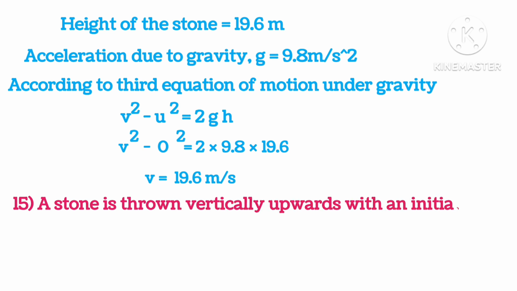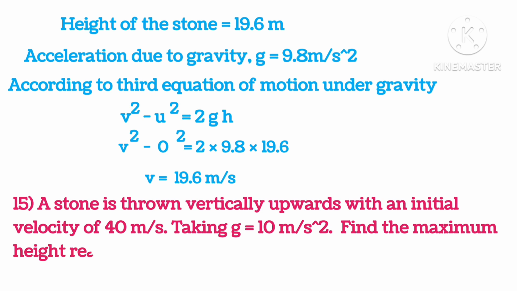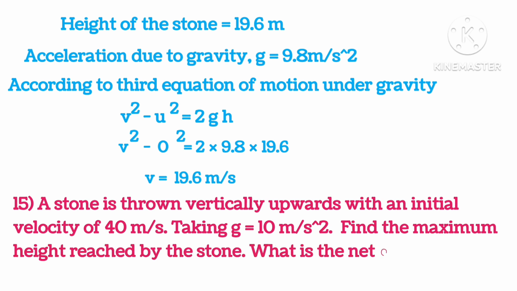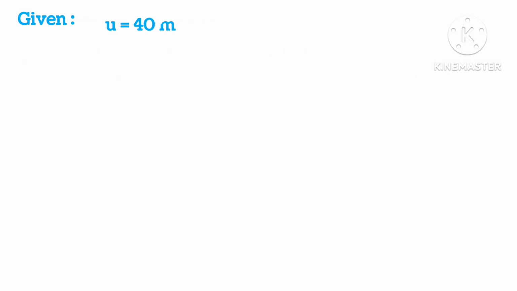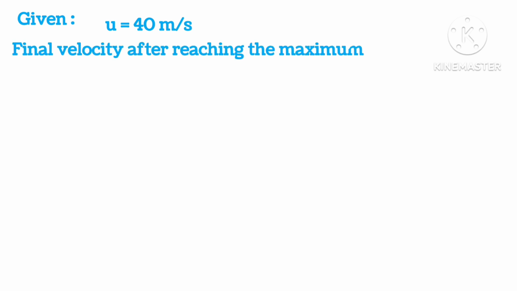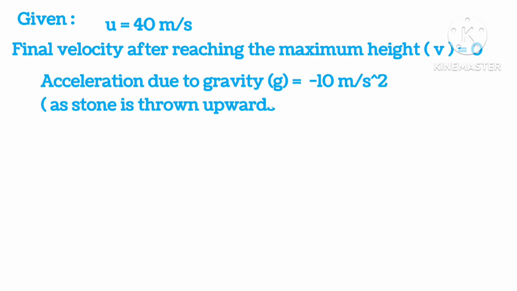A stone is thrown vertically upward with an initial velocity of 40 meters per second. Taking acceleration due to gravity as 10, find the maximum height reached by the stone, and what is the net displacement and total distance covered by the stone. Here, given the initial velocity is 40 meters per second, final velocity after reaching the maximum height is 0. Acceleration due to gravity is minus 10 because the stone is thrown upward against gravity.